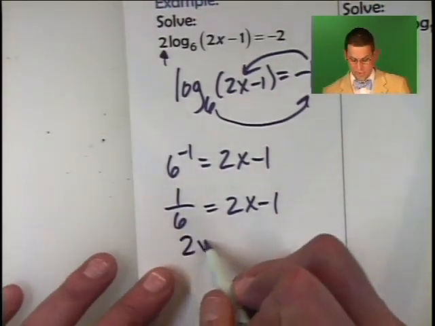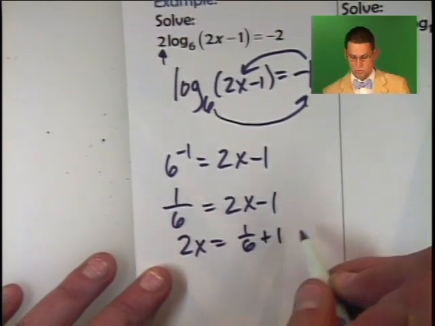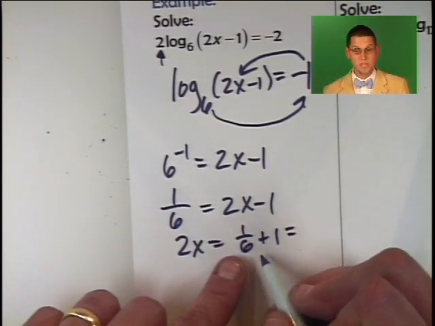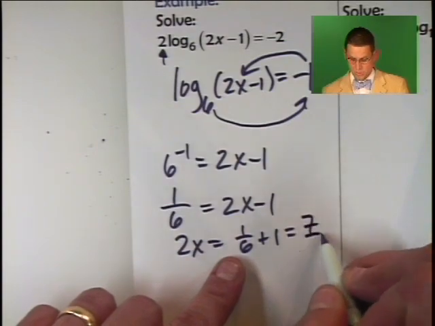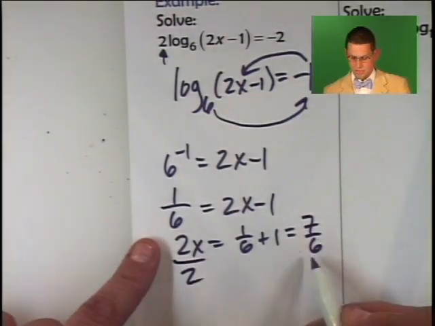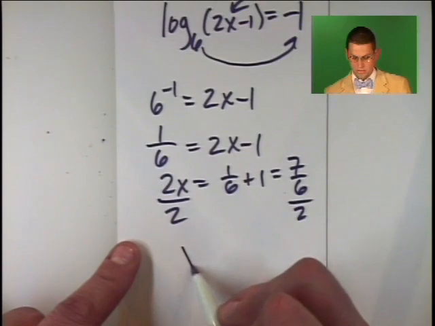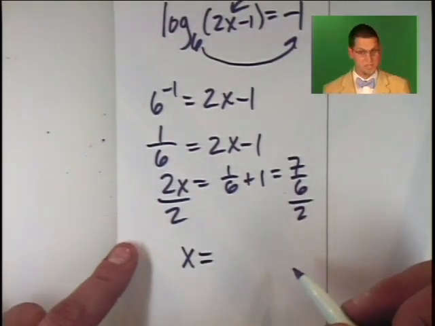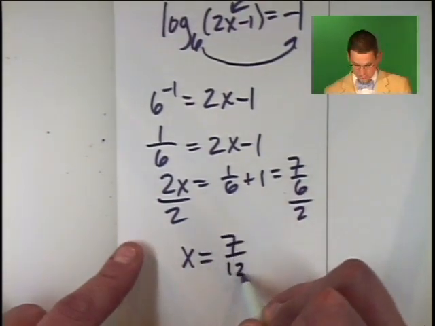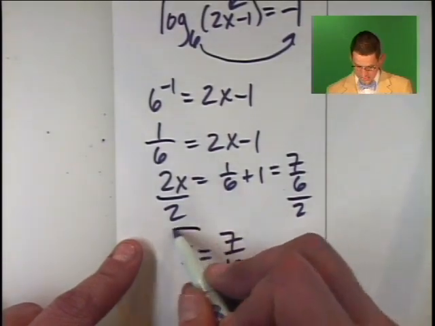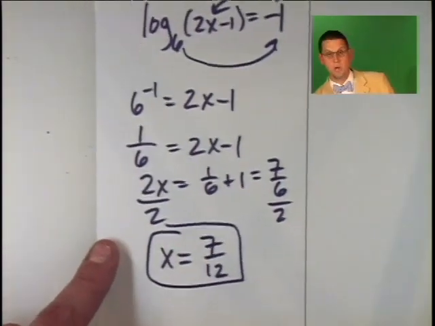I'll add 1 to both sides. So I get 1/6 plus 1, which is really 1/6 plus 6/6, or 7/6. And then I'll divide both sides by 2, and we end up with x equaling half of 7/6, which is 7/12. And that right there is the answer, 7/12, okay?